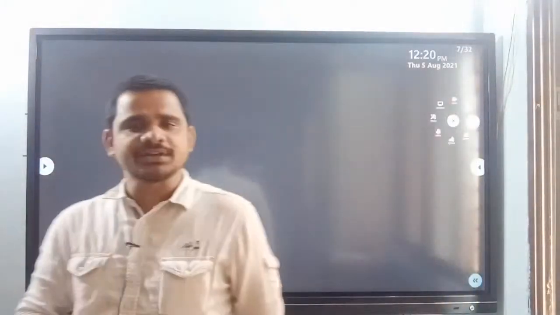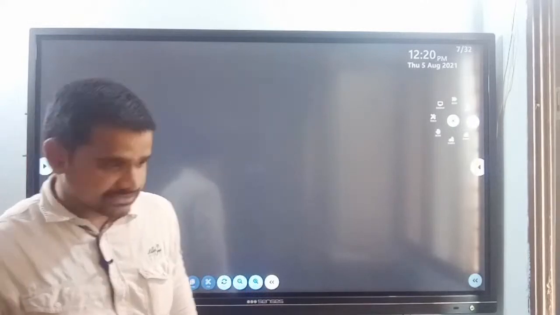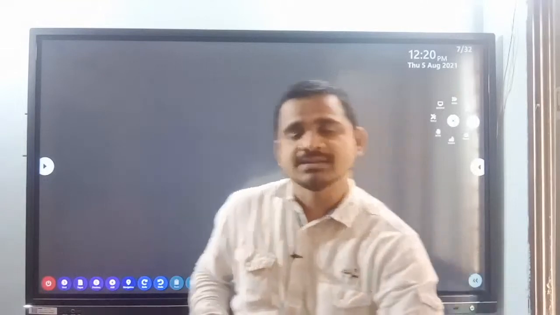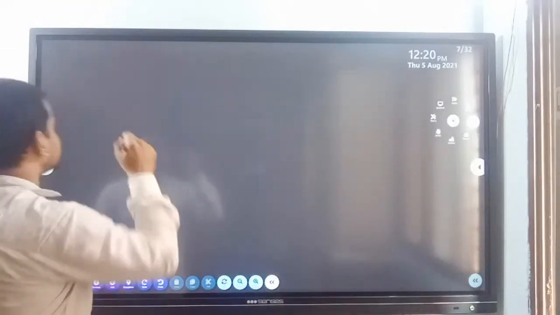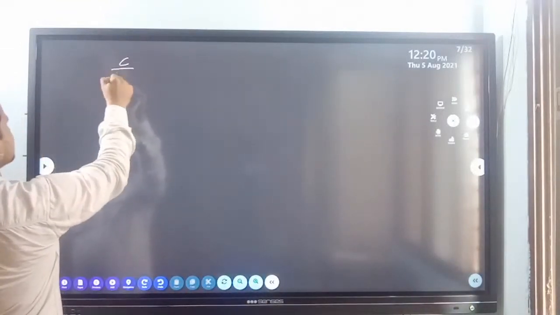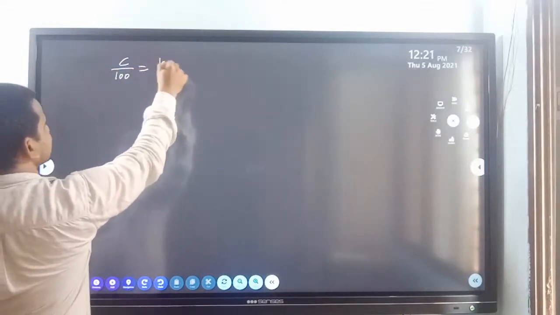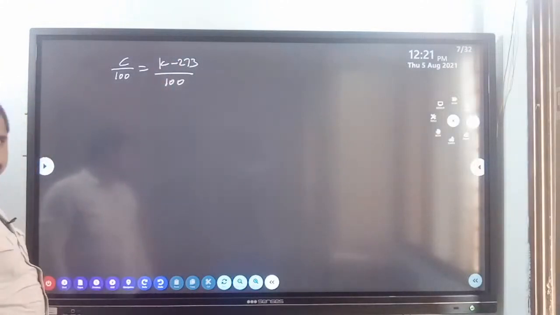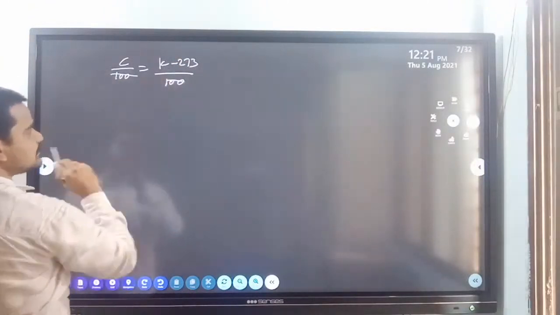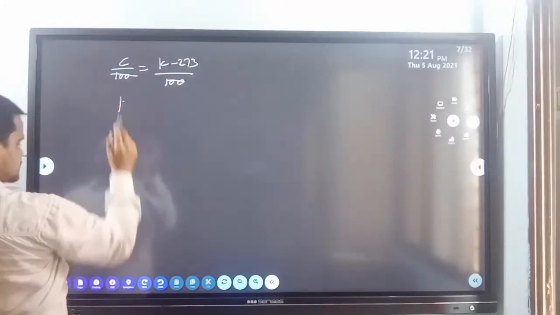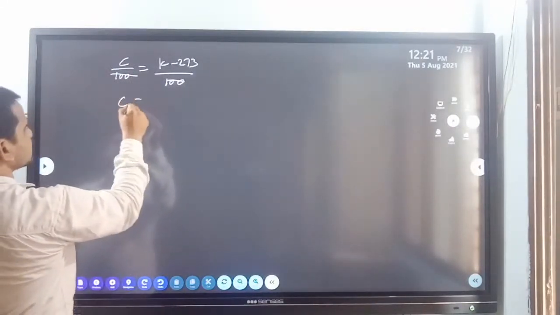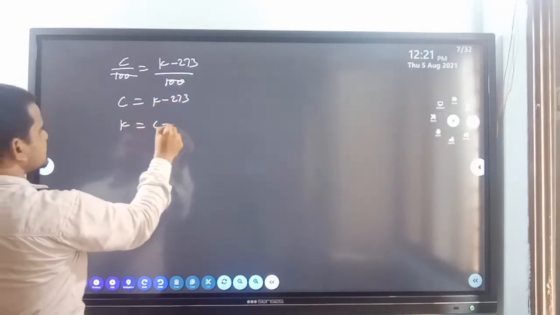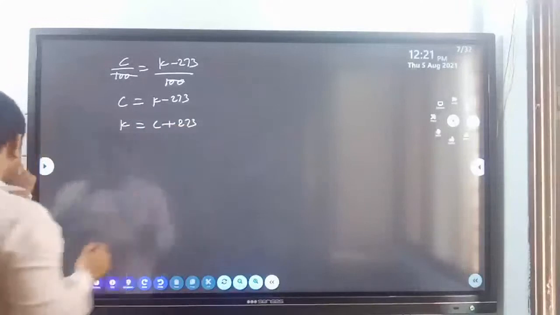Not only degrees Fahrenheit, we can draw for Kelvin and degree Celsius also. What is the relation between degree Celsius and Kelvin? C by 100 is equal to K minus 273 by 100. These two will get cancelled. So C is equal to K minus 273, and from here K is equal to C plus 273.